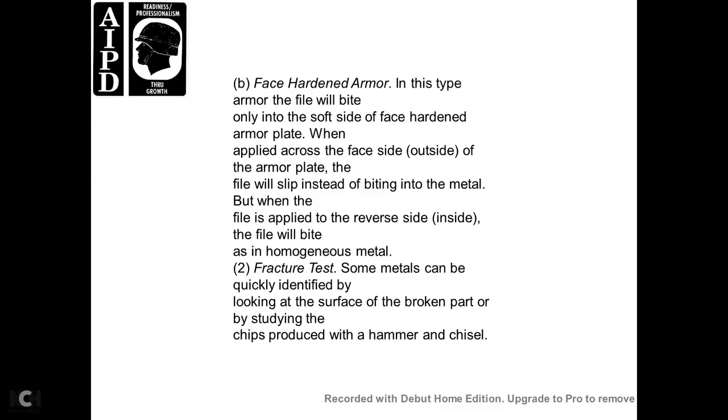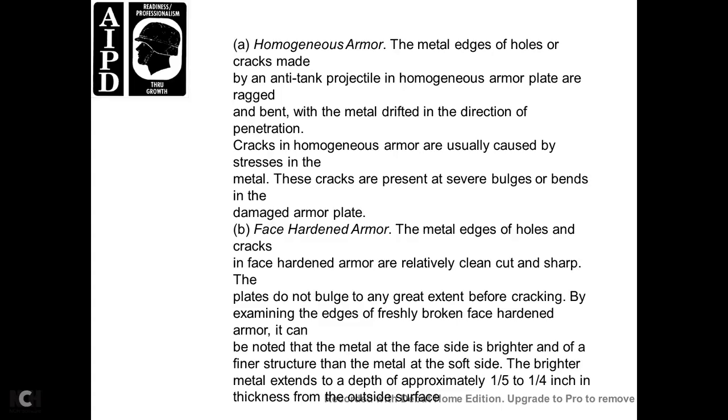2. The fracture test. Some metals can be quickly identified by looking at the surface of the broken part or the chips produced with a hammer or chisel. Homogeneous armor. The metal at the edge of a hole or crack made by an anti-tank projectile in homogeneous armor plate is ragged, bent, and drifted in the direction of the penetration. Cracks on homogeneous armor are usually caused by stress on the metal, but these cracks are present with severe bulges or bends in the damaged armor plate.